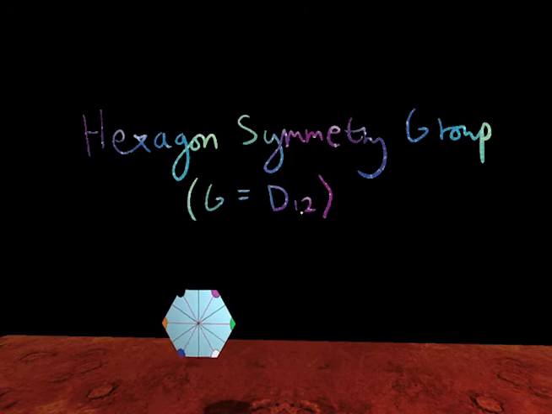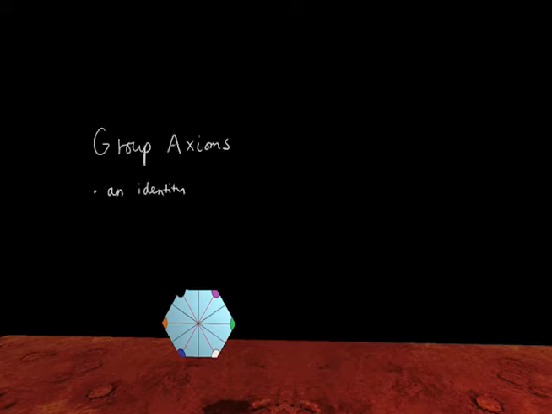But we've missed one. The identity axiom says that every group needs to have a do-nothing move. There's a do-nothing symmetry, a do-nothing permutation, and we'll always write it with an E. Here it is.